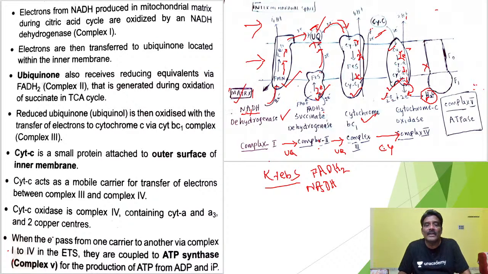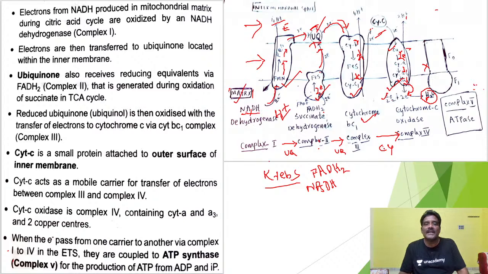Whenever NADH oxidizes, what happens? Electrons are removed. During the flow of these electrons, some amount of energy is released. This energy pumps the protons which are present on the matrix side into the intermembranous space. During the flow of electrons through complex 1, 4 protons are pumped from the matrix to the intermembranous space.